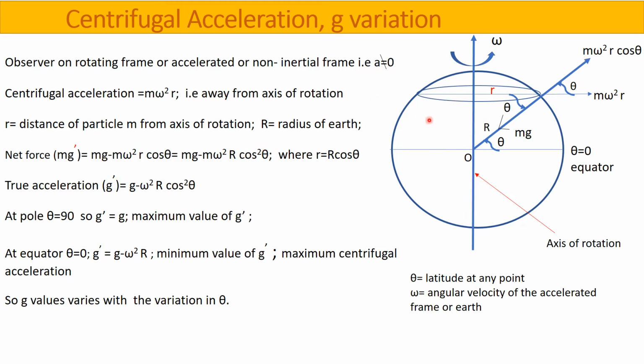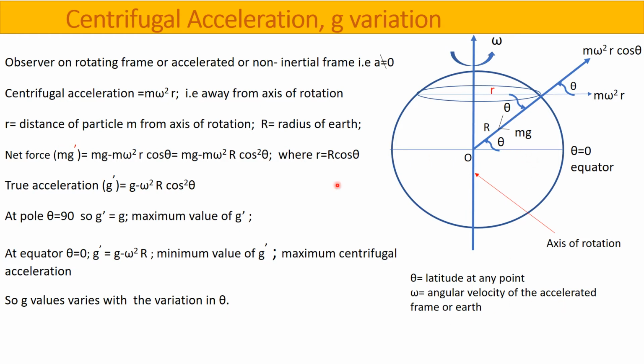Meanwhile, small r and capital R are related by small r equals capital R cos theta, as you can see from this triangle. Then from this equation, we can write the true acceleration as the net force divided by the mass of the object, so that is g minus omega square R cos square theta. You can see the component of the centrifugal acceleration is omega square R cos square theta. Theta is the latitude at any point. If the object is there, it subtends an angle theta, which is the latitude at the center. Omega is the angular velocity of the accelerated frame, and here in our case, it is the Earth.